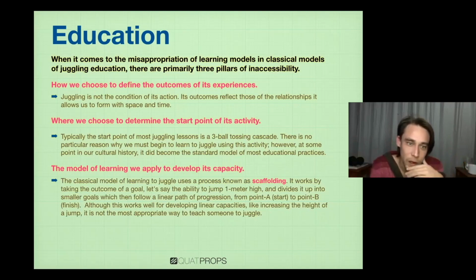So the classical model of learning to juggle uses a process known as scaffolding. It works by taking the outcome of a goal, let's say the ability to jump 1 meter high, and it divides it up into smaller goals that follow a linear path of progression from point A to point B. So maybe on day one, we focus on jumping 20 centimeters high, on day two, 30, day three, 40, and so on and so on. Linear scaffolding, many of us use this in our everyday teaching strategies. It's sort of the most intuitive without even knowing it. But if you are someone who's looked into education, then you would know it by this term, scaffolding.